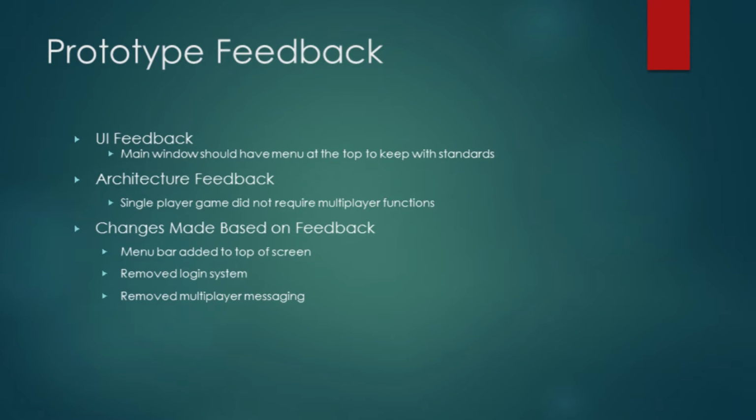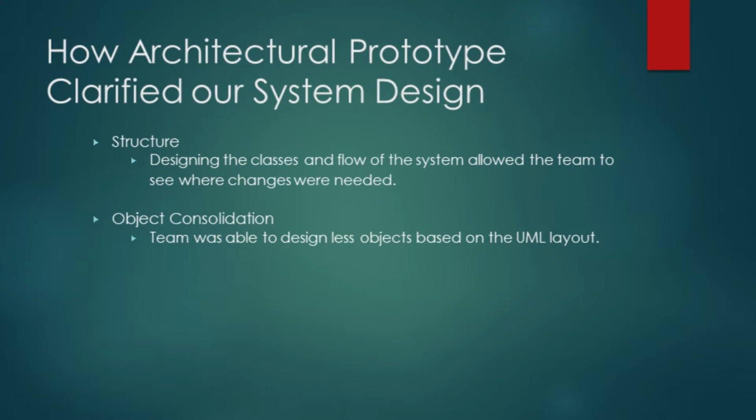The architectural prototype helped clarify our system design. The three main ways were structure, object consolidation, and project time considerations. By designing the classes and flow of the system in UML, we were able to see where changes were needed in the interface design.